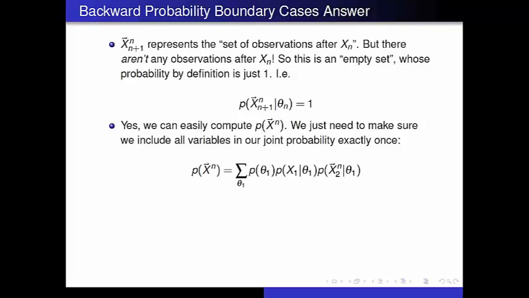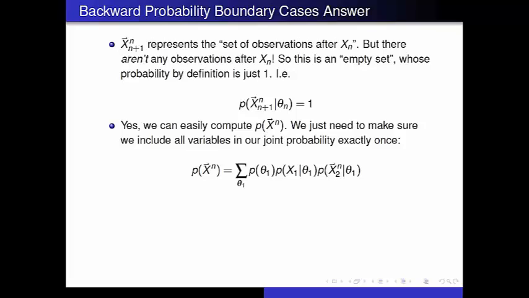So I think you'll agree that when t equals 1, that's our backward probability at t equals 1, right? Probability of all the observations from 2 to n given theta 1. So that's what we've got as the last piece of our backward probability calculation at time t equals 1. We want to get this.